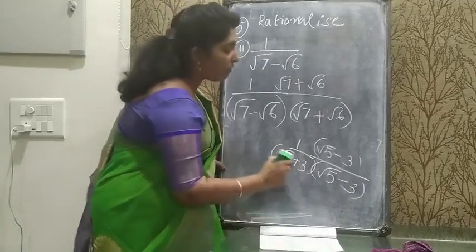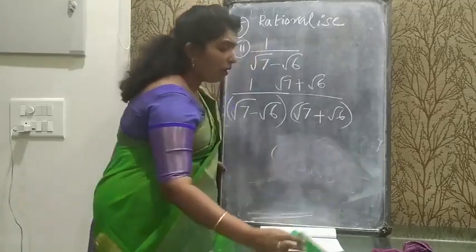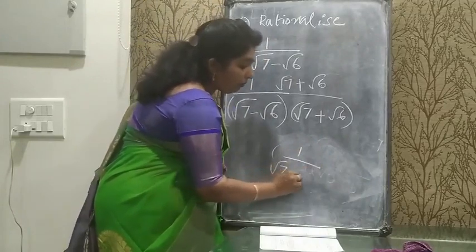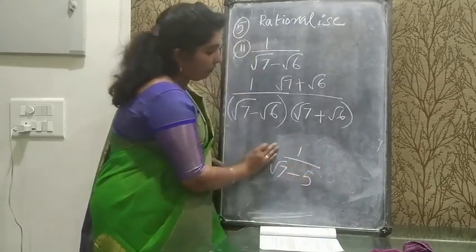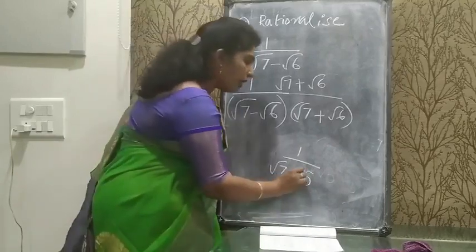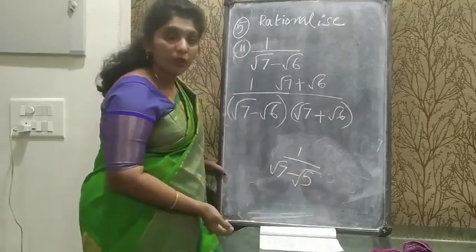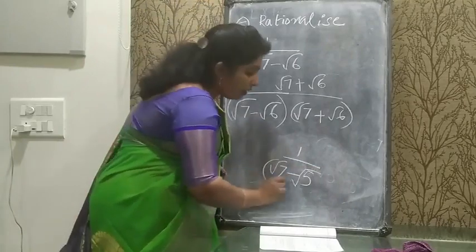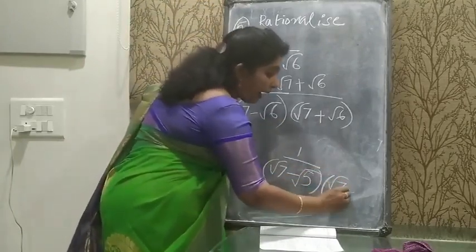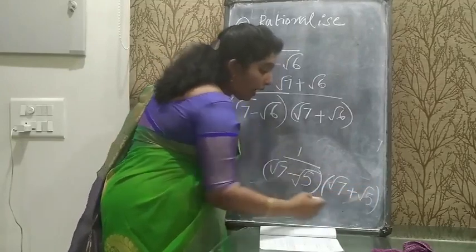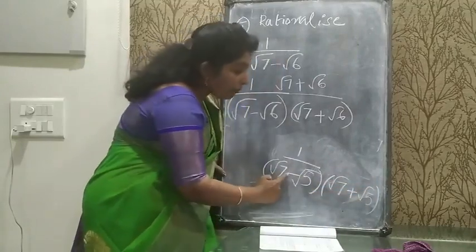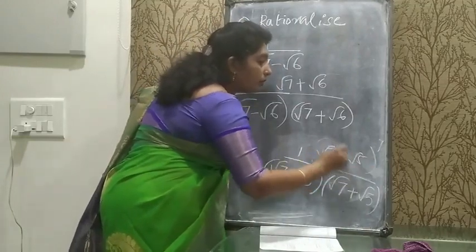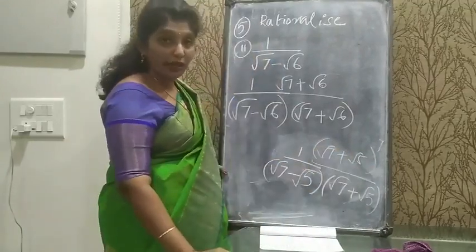One more example I will show you. If the number is 1 by root 7 minus 5, here if root is there, then there's no problem. Then with which number will you multiply? Here minus is there. So both the numerator and denominator you have to multiply with root 7 plus root 5. This way you have to rationalize.